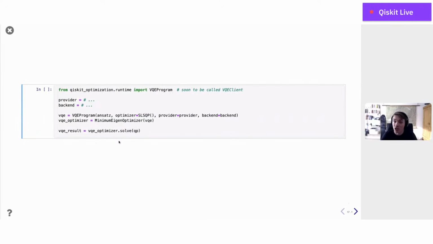To look at the changes in the code, we can have a look at this slide. And there's really not much that you have to change. The only thing is that instead of the VQE that you imported from Qiskit algorithms, you import the VQE program, which is soon to be called the VQE client, from Qiskit optimization. You give it almost the same input arguments, except that instead of the quantum instance, already simulated, that you gave it before, you now give it the provider and the backend which you want to use to execute your circuits.